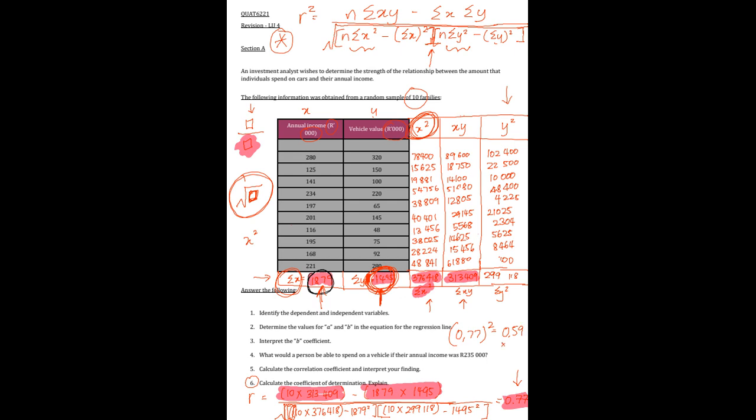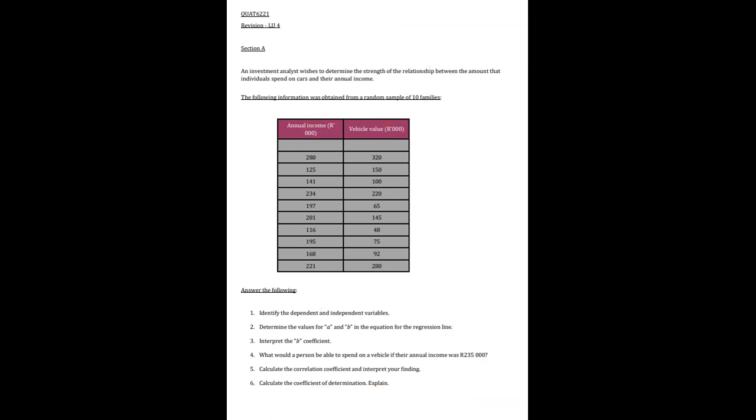So that's 59%. So your coefficient of determination is 59%. I'm just going to delete that and write it again so I can have some space. So R squared, which is your coefficient of determination, is 0.77 squared, which is 0.59, as a percentage, 59%.